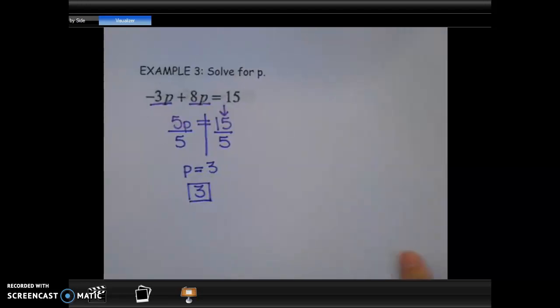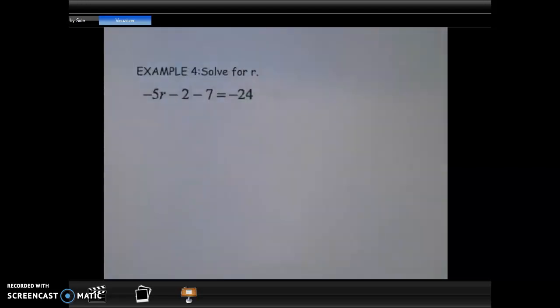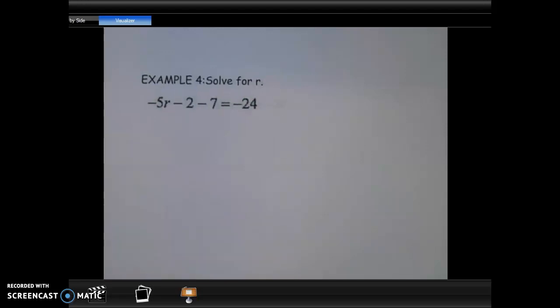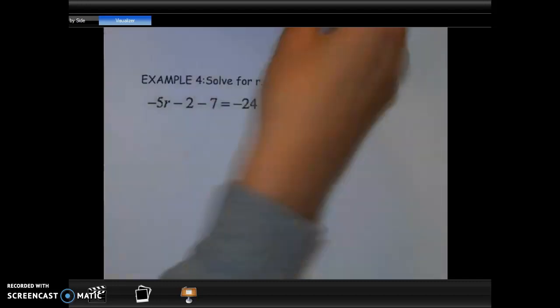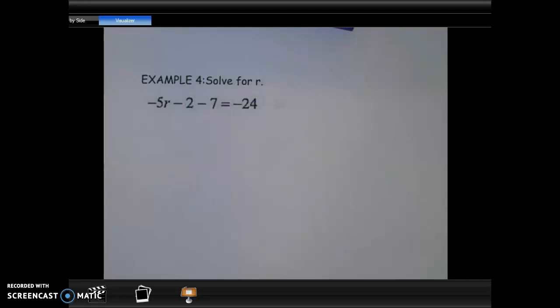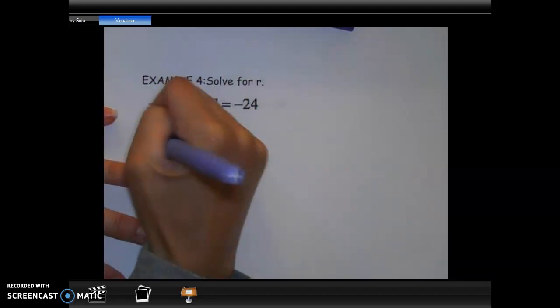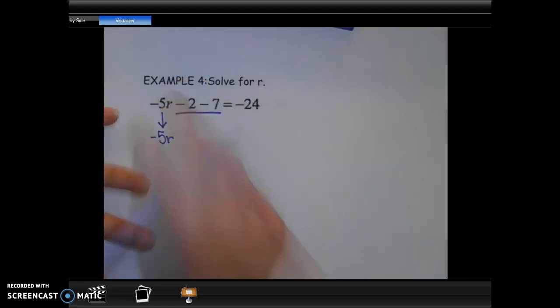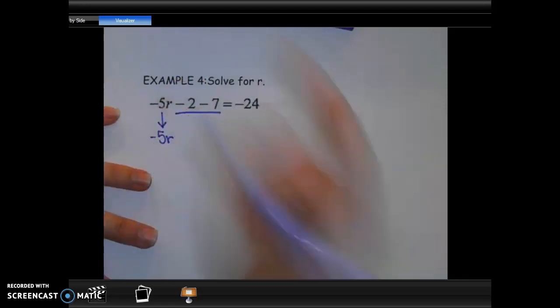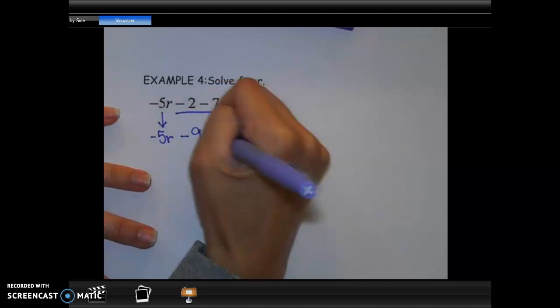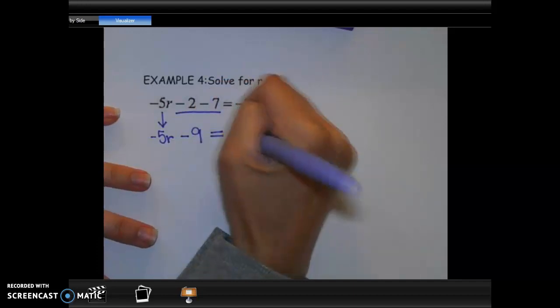Okay, still going. All right, example 4, solve for r. So we have -5r minus 2 minus 7 equals -24. No parentheses again, but we do have some like terms. This time, it's these right here that don't have any variables at all. They're still like terms that we can combine. So we're going to bring down our -5r, and we have -2 minus 7, that gives us -9 equals, and then bring down our -24.